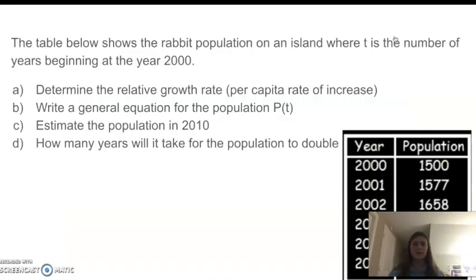So the first example is this. The table below shows the rabbit population on an island where t is the number of years beginning at the year 2000. A, determine the relative growth rate or per capita rate of increase, which is k. B, write a general equation for the population P(t). C, estimate the population in 2010. And D, how many years will it take for the population to double?